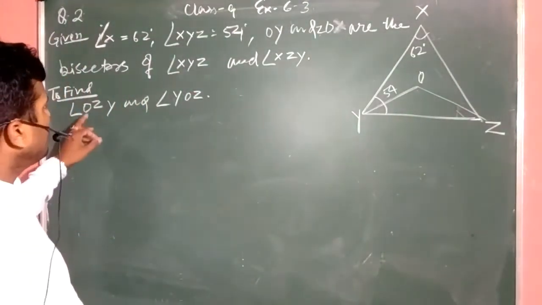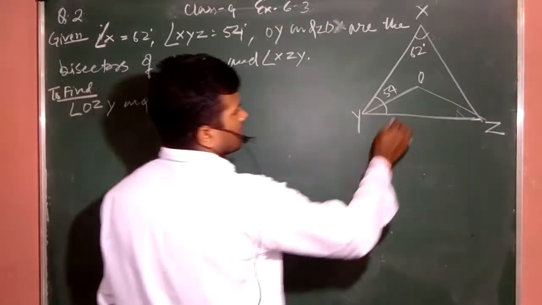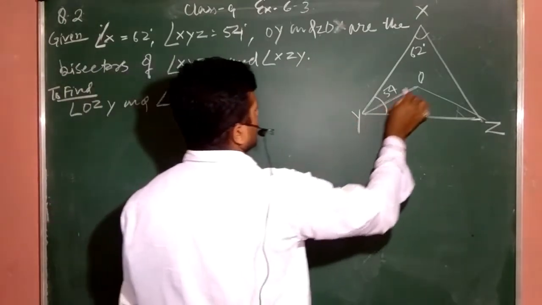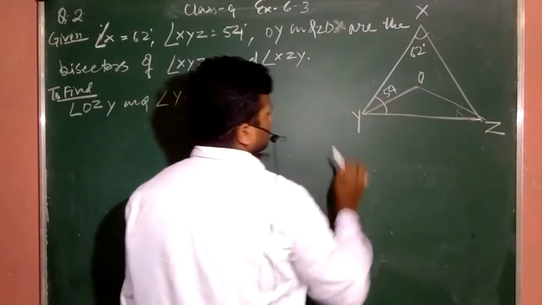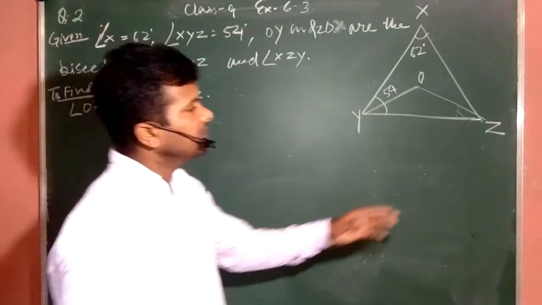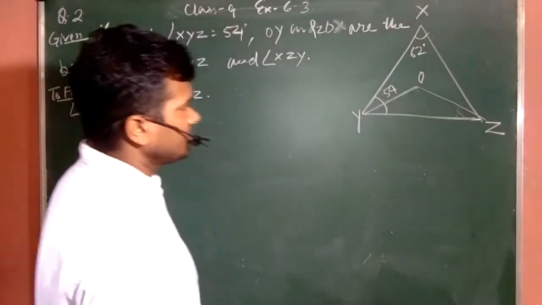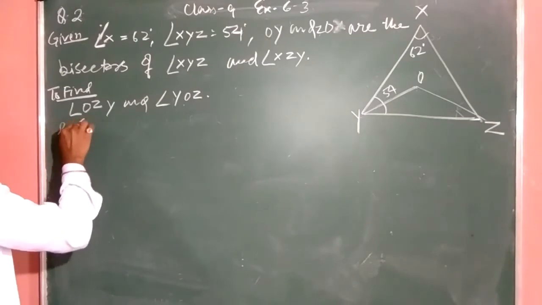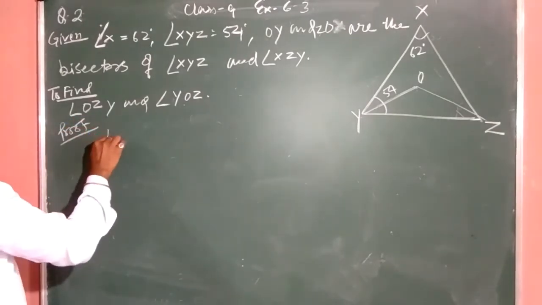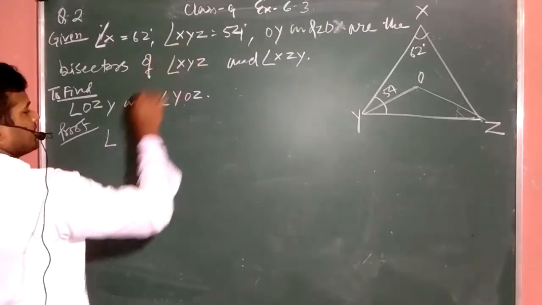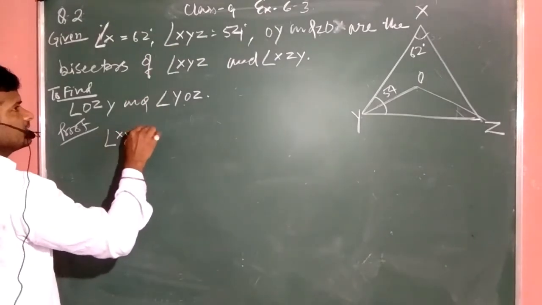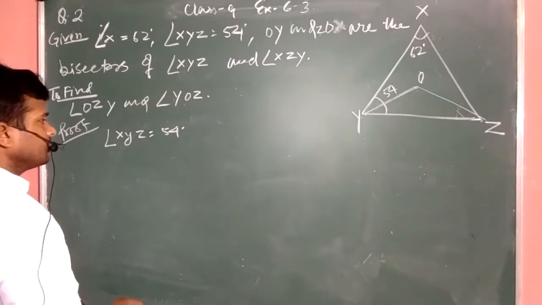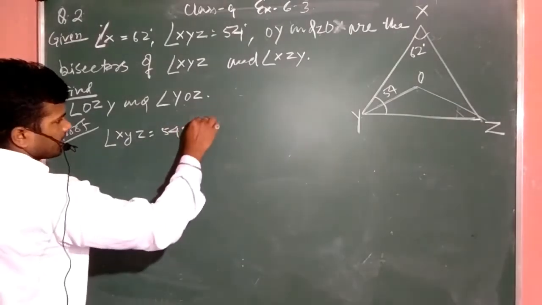Now we need to find OZY and YOZ. That means this triangle. So first we will find angle Z, how much. So we'll start the proof. Angle XYZ is 54. Given.